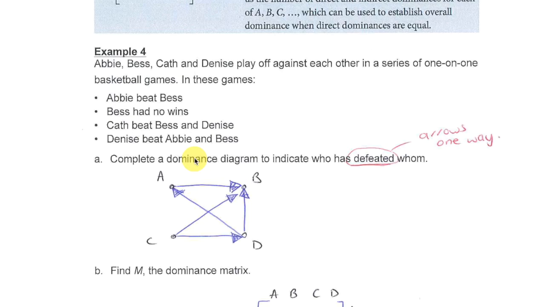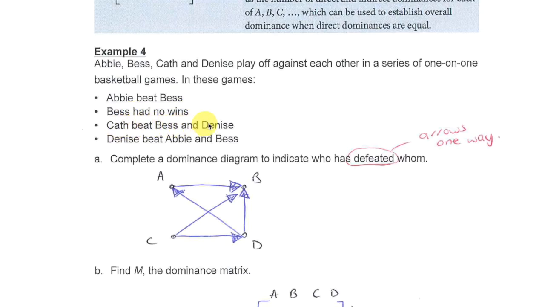So here we have an example where 4 girls play against each other in a series of one-on-one basketball games, and these are the details given, these are the results. We need to make ourselves a dominance diagram. So I start by placing in dots for players A, B, C, and D, and then I just work my way through the information. So Abby beats Bess, and we draw ourselves a link with an arrow showing who has defeated who is dominant. Bess has no wins, we'll deal with that later.